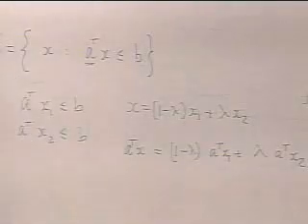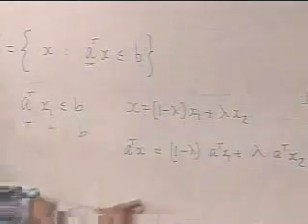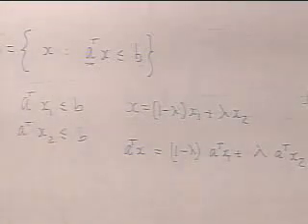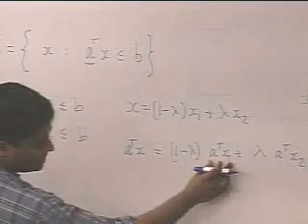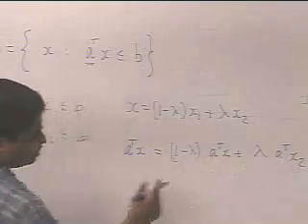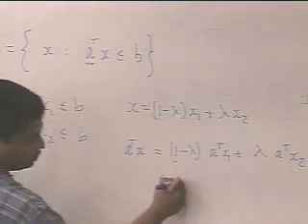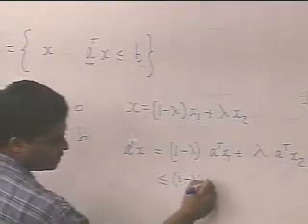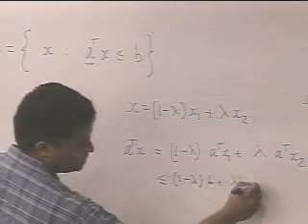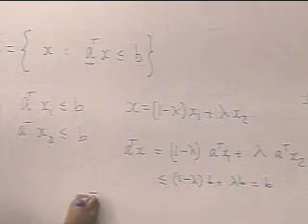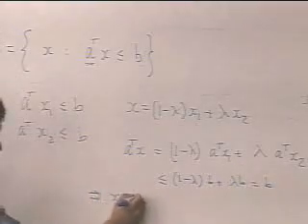If lambda was not restricted between 0 and 1, then this might not be non-negative. Therefore, I know that if this is less than or equal to b, and that is less than or equal to b, this entire expression is less than or equal to 1 minus lambda times b plus lambda times b, which is equal to b, which implies that x belongs to S.